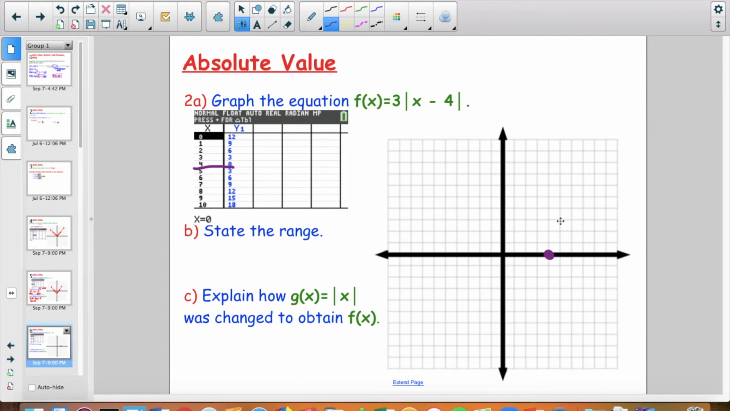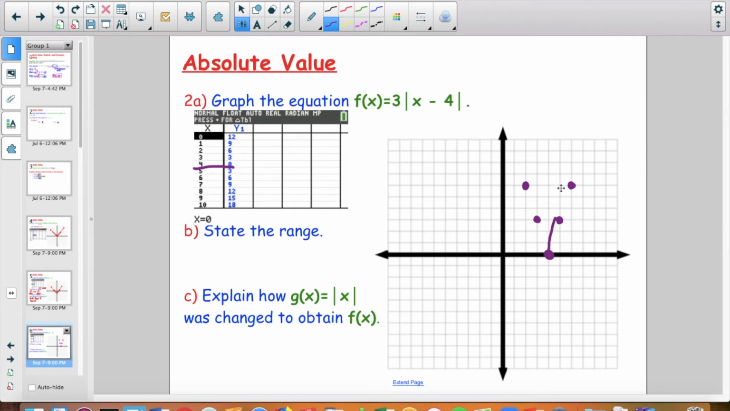So 5, 1, 2, 3. Then we have 6, 6. So here's 6, 1, 2, 3, 4, 5, 6. And so on. Now I'm going to do the other side of the vertex, which is at 3, 3. So 1, 2, 3, 1, 2, 3. Then we have 2, 6. So 2, 1, 2, 3, 4, 5, 6. And so on. So now I'm going to connect it.